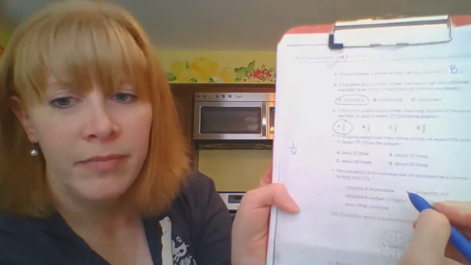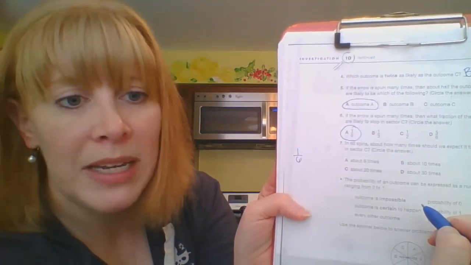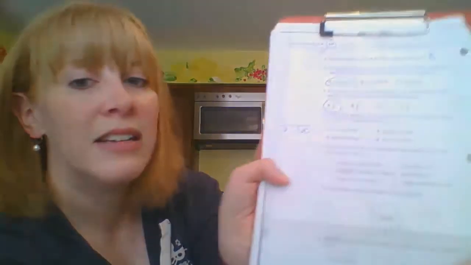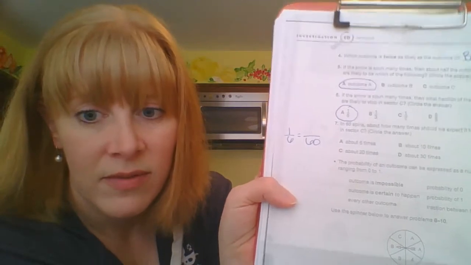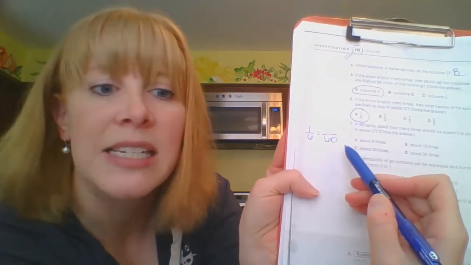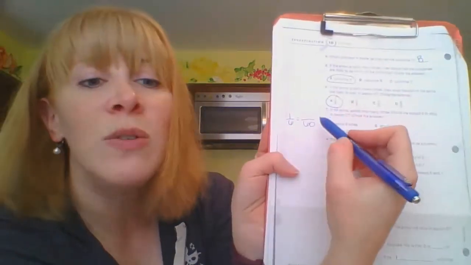In 60 spins, how many times would we expect it to stop in sector C? So we're going to do some comparative fractions. We've done this in math power-ups. Remember, we said 1/6 of the time it would be a C. If I'm spinning it 60 times, what did I have to do to this 6 to turn it into 60? I had to multiply it by 10. So I need to do the same operation to my numerator. I need to multiply 1 by 10.